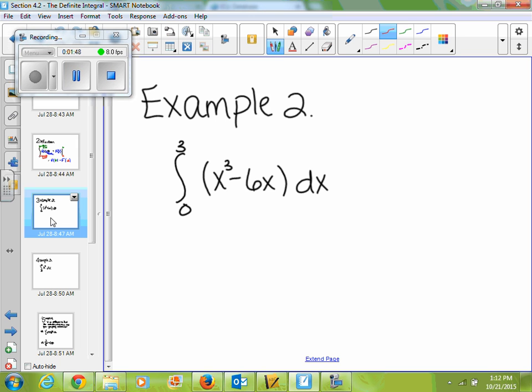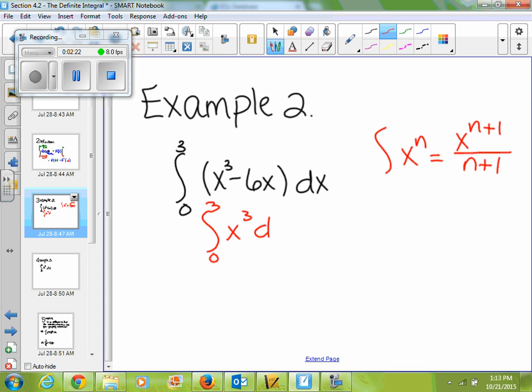Okay. So if I look at example 2, I'm given the integral from 0 to 3 of x cubed minus 6x dx, so derived at x. If you recall from what we've looked at, the antiderivative of x to the n is x to the n plus 1 divided by n plus 1. So we're going to use that formula for this antiderivative. If I break it into my two pieces, this is like taking the integral of x cubed dx minus the integral from 0 to 3 of 6x dx.